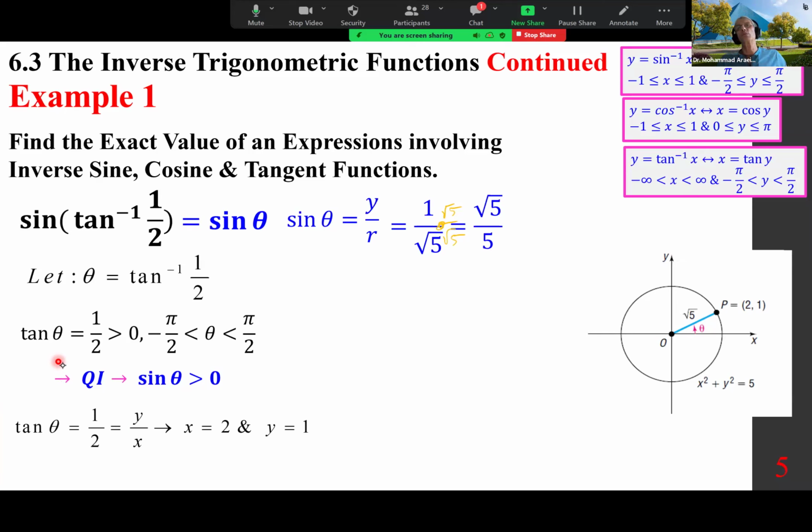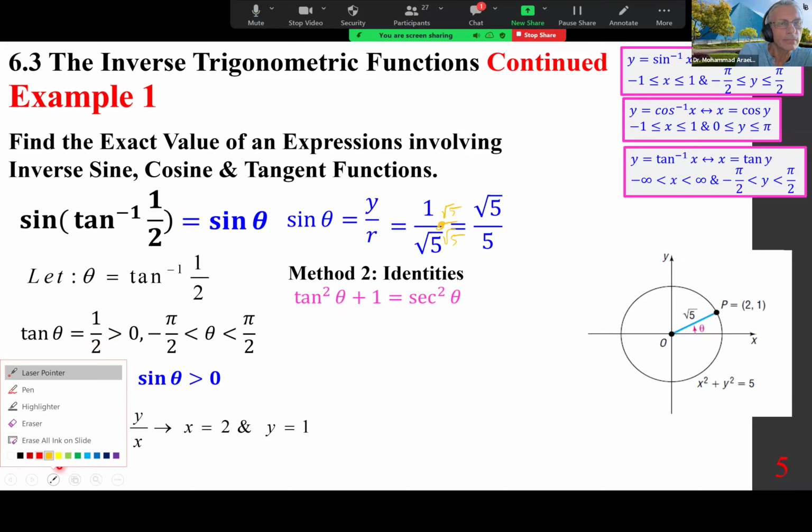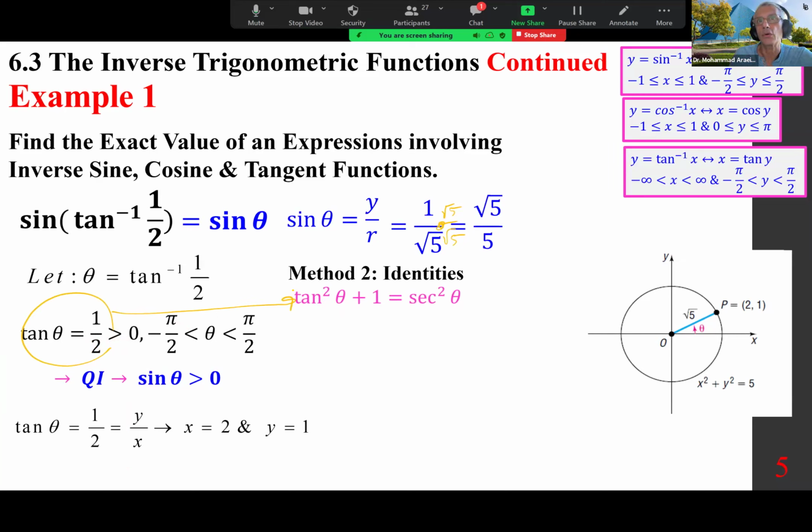The second method would use the identity relating tan and sine. We know that tan squared plus 1 is secant squared, and the reason we use secant squared is that somehow we want to get to cosine and then sine. So tan is 1/2. Square that, and you get 1/4.